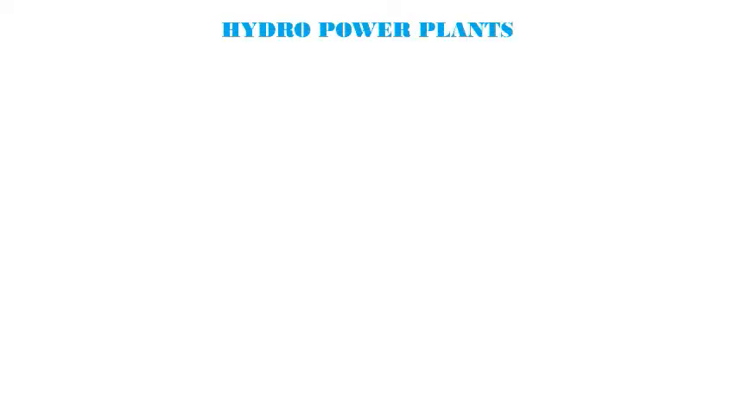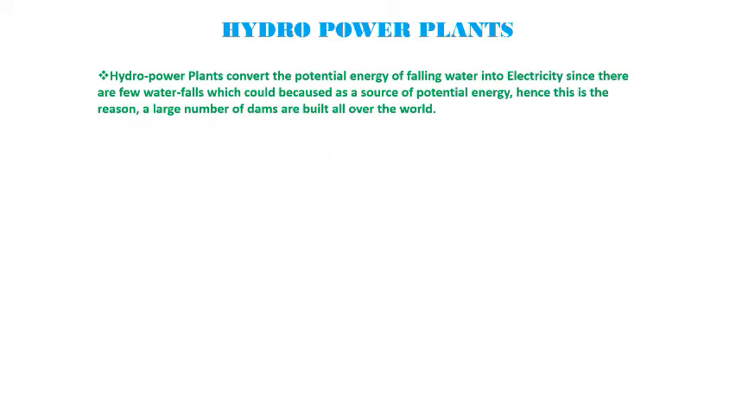Now, the hydropower plant, the main theme of our topic. Hydropower plants convert the potential energy of falling water into electricity, since there are few waterfalls which could be used as a source of potential energy. Hence, this is the reason a large number of dams are built all over the world.